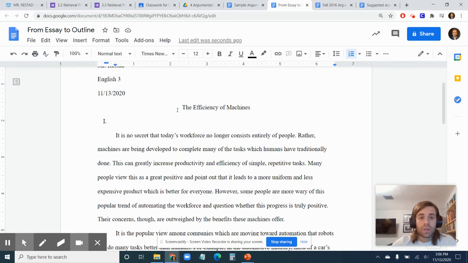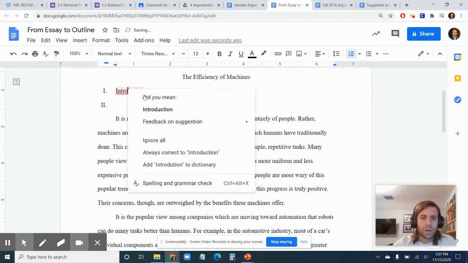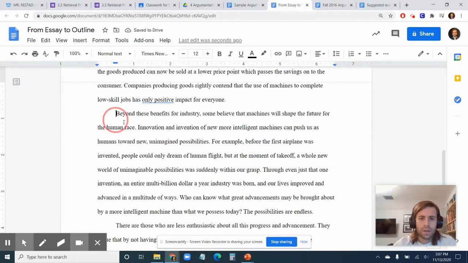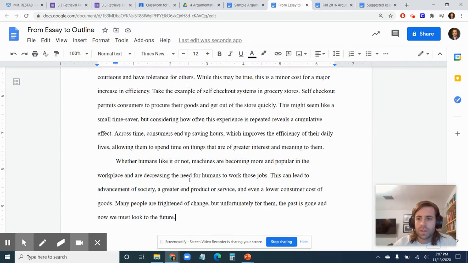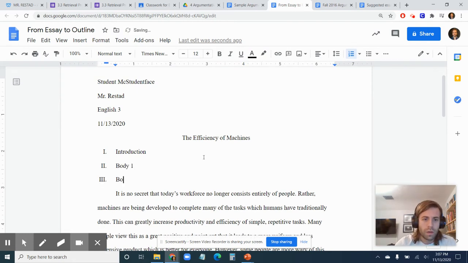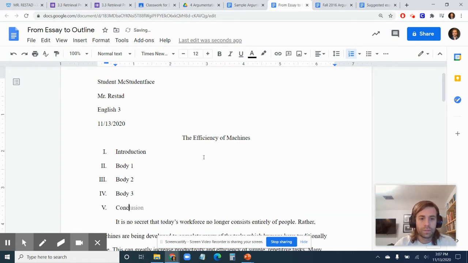And first thing I'm going to do is kind of look at an overview of the essay. So it looks like we've got an introduction. If I spelled that right, I did not. And it looks like we've got a body paragraph, a body paragraph, a body paragraph, and then I'm assuming this is a conclusion. So I'm going to use my outline to kind of structure that. So body 1, body 2, body 3, conclusion. There we go. So now I know I'm going to have to talk about each one of these 5 paragraphs.